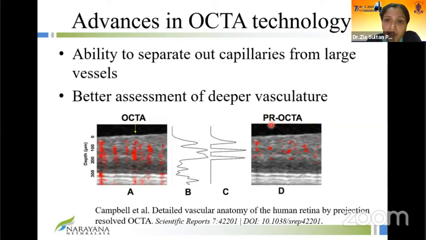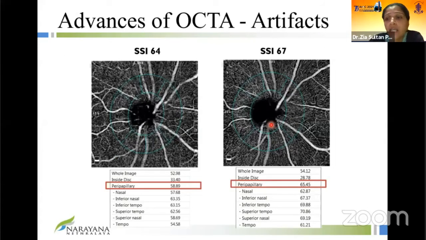Another advance is that they've separated the capillaries from the large vessels. Once you do that, again, the problem with projection artifacts becomes less. The other advance in reducing the artifacts is that they've improved the scan time. So we now have high density OCTA. The image on the left is what we used to use in 2015-16, and since 2017-18 onwards, we get images as good as the one on the right. So you can definitely see that there's improvement in the technology.